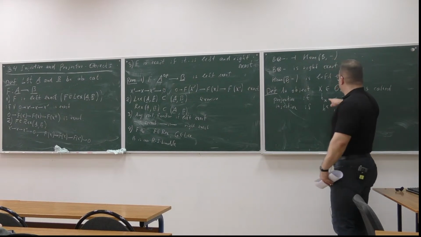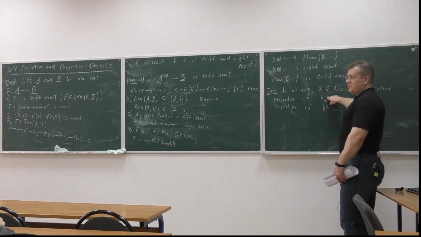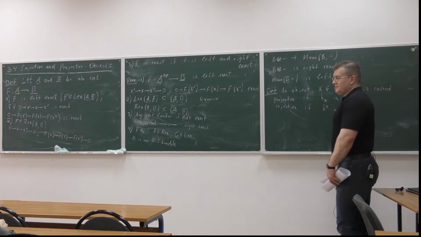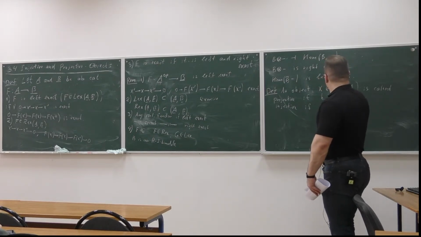So notice that these two functors are automatically left exact. So the non-trivial requirement is that they are additionally right exact. Right, where we fix x, in which case?